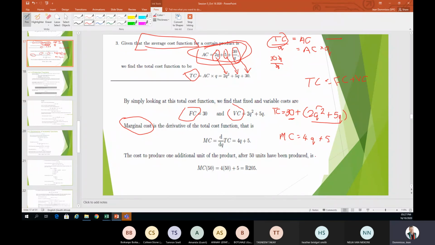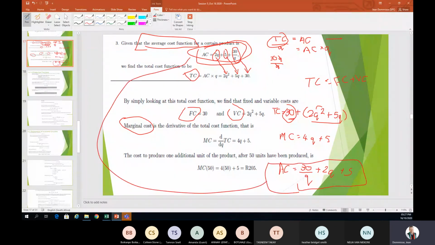If we need to get to your average cost, we need to divide by Q. So it will be 30 divided by Q. So it's basically going back to what we started off there. 2Q to the power of 2 divided by Q will give me 2Q. And 5Q divided by Q will give me 5. So basically the average cost for this one was just again that one that we worked with previously.